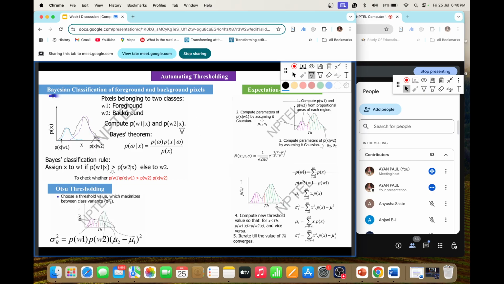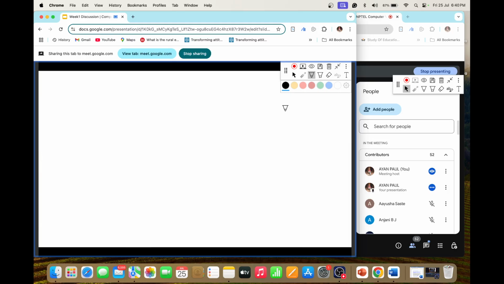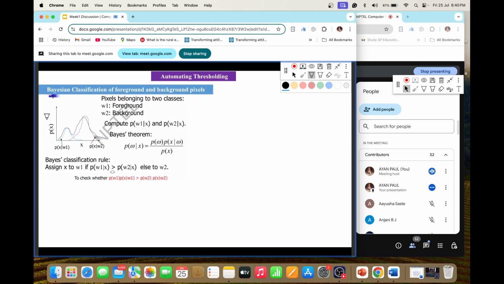So what is this Bayesian classification? In the previous slide I told you about the image histogram, that is brightness value or intensity value on the x-axis and frequency on the y-axis. Now if this frequency is divided by your cumulative frequency, then you will get probability. So it can be easily computed. If you have x and frequency, then frequency divided by cumulative frequency gives the probability. So this is an advanced form of your image histogram.